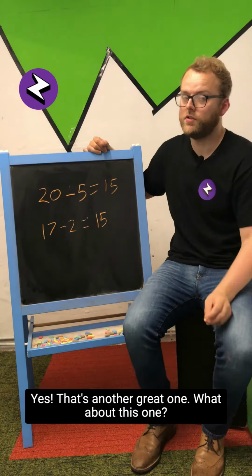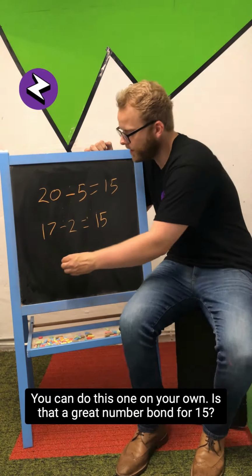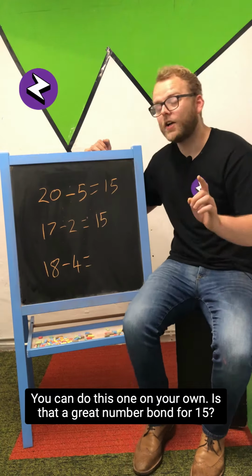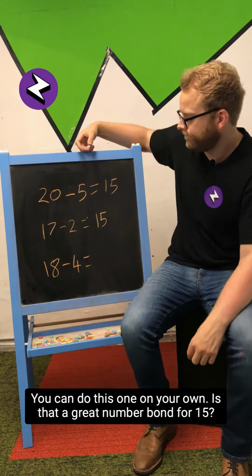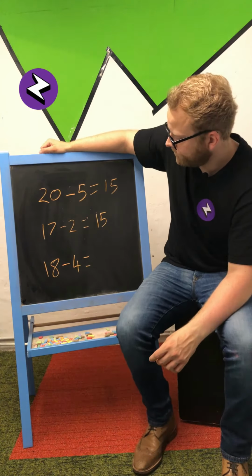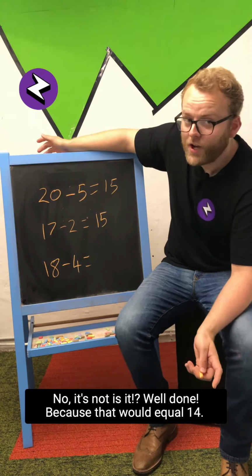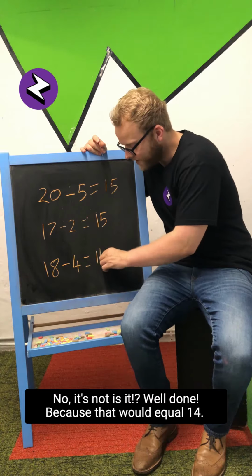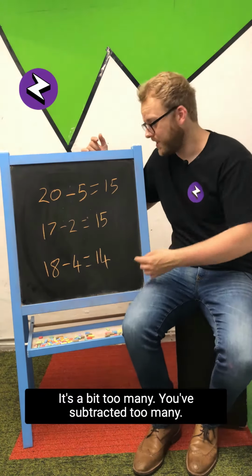What about this one? You do this one on your own, okay? Is that a great number bond for 15? No, it's not, is it? Well done. Because that would equal 14. It's a bit too many. You're taking away too many.